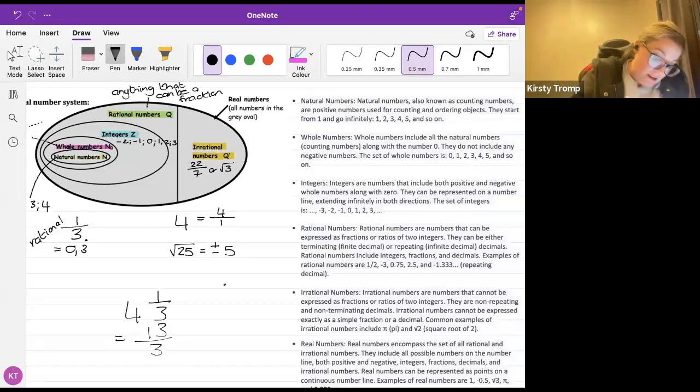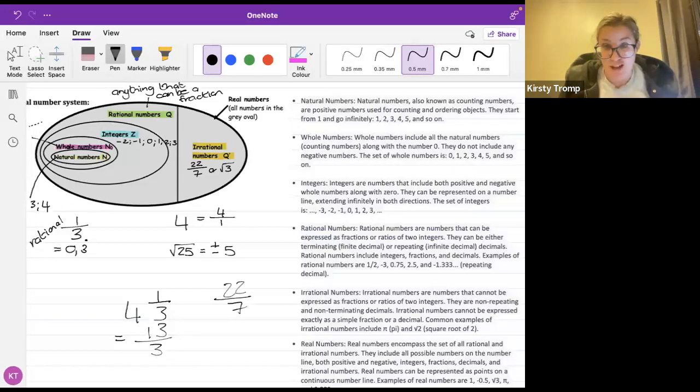But if it's going to be 22 over 7, that's not going to be a rational number. Why? Because it's not going to have a recurring decimal. Does that make sense? Yes, it makes sense. Thanks. Okay, good. You're welcome. No problem.